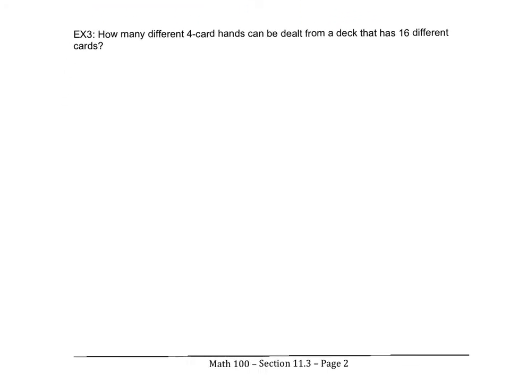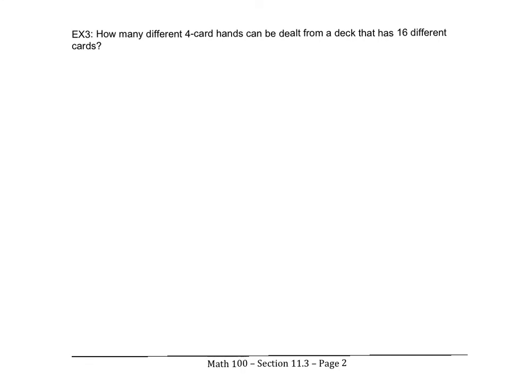We'll do another example. Example 3. How many different 4-card hands can be dealt from a deck that has 16 different cards? So is this a permutation or a combination? We're choosing 4 from 16. Does the order that you get the 4 cards matter? And the answer is no, because you can always rearrange the cards once you have the hand, right? So this is an example of a combination. Since it's a combination, I'm going to use my combination formula, where n is 16, r is 4.